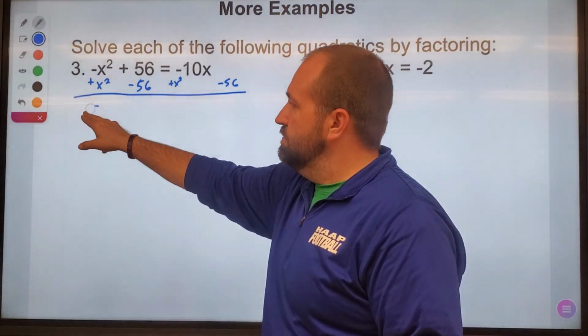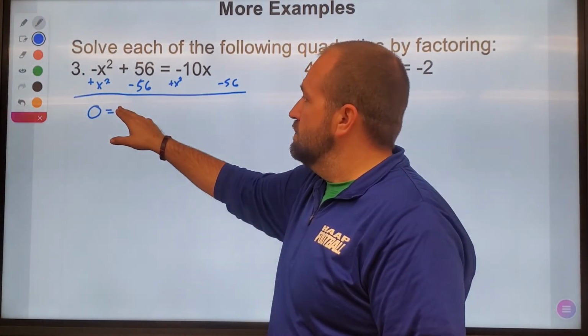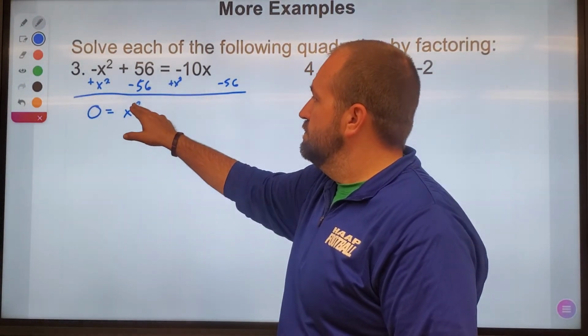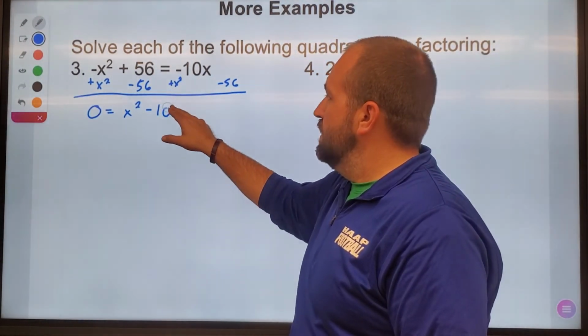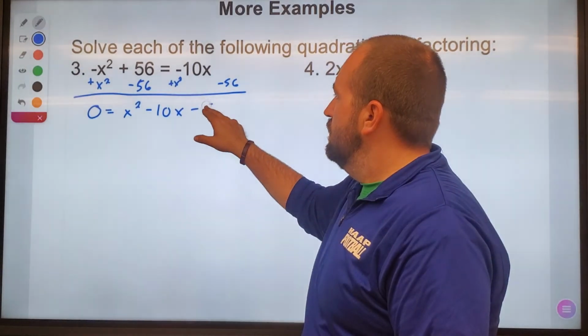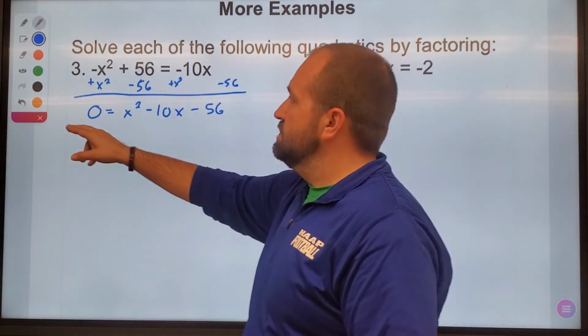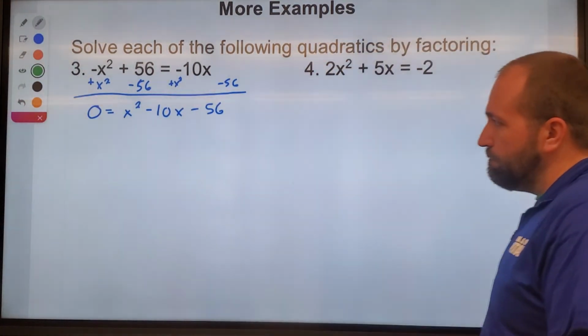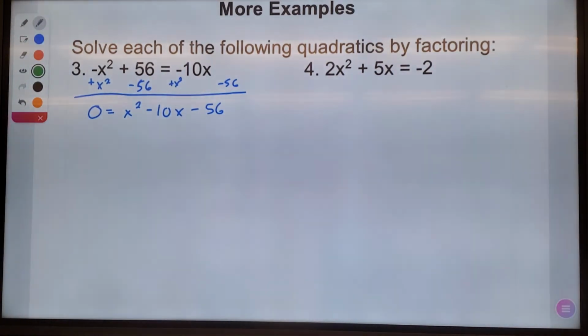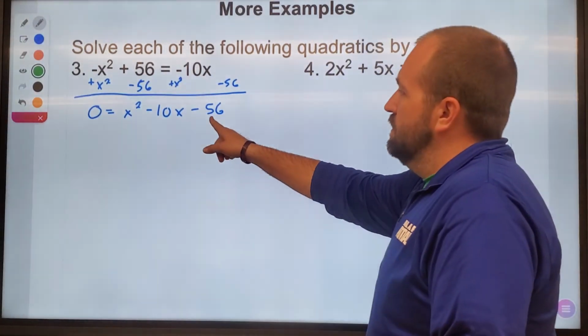That leaves me 0 equals x squared minus 10x minus 56. Again, noticing that there's no number in front of the x squared, there's no coefficient, it's a 1. So I can just take whatever's here and factor it.